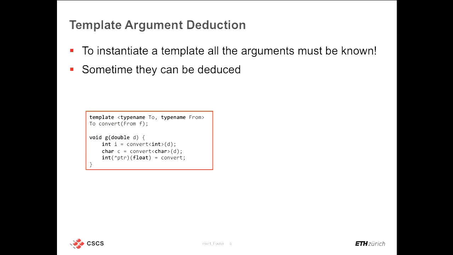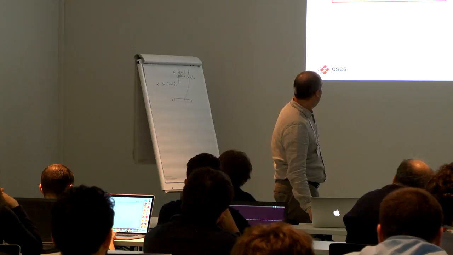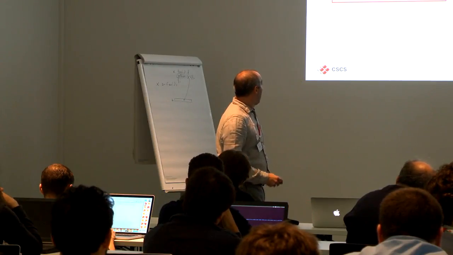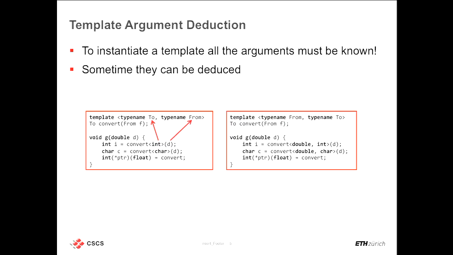So this will instantiate convert int float, even though it's never called in this code, right? It's just instantiated. You can kind of force instantiation. And so there, the first argument is To, the second is From.